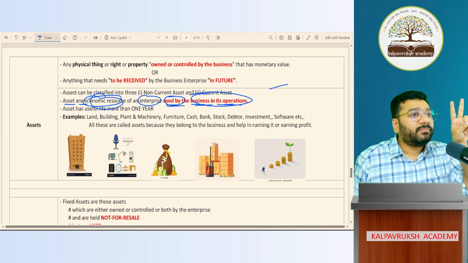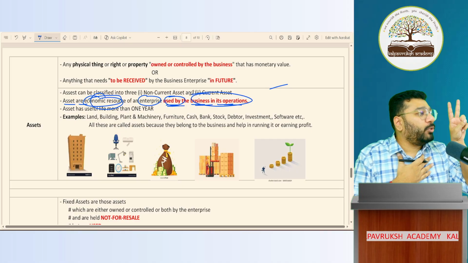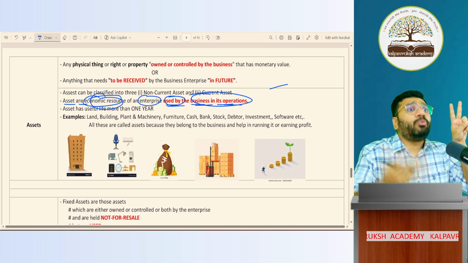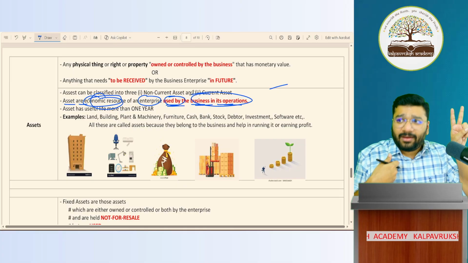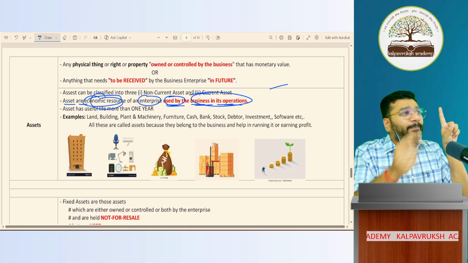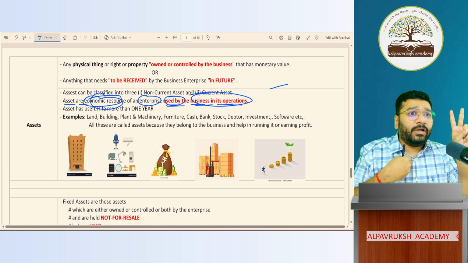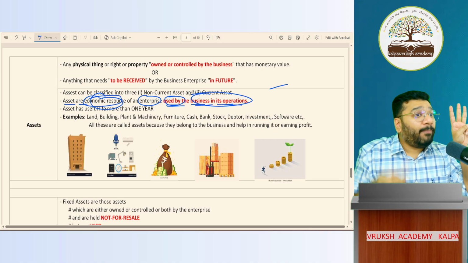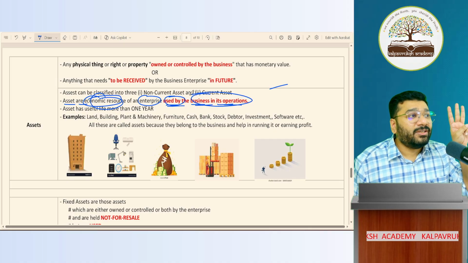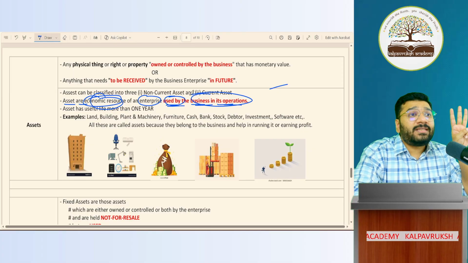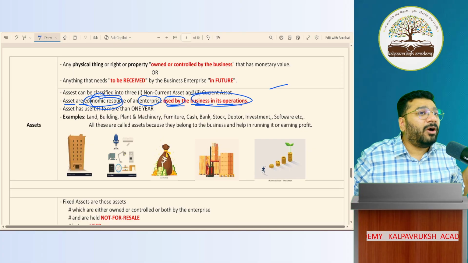Second point. This I own. This laptop, who owns it, you or me? Tell me. I own it. First, this laptop is a thing, a resource. Yes or no? Second, who owns it? I own it. And what am I going to do with this laptop? I'm going to use this laptop in my business. If all the three conditions are satisfied, this laptop becomes my asset. Got it? Not got it?